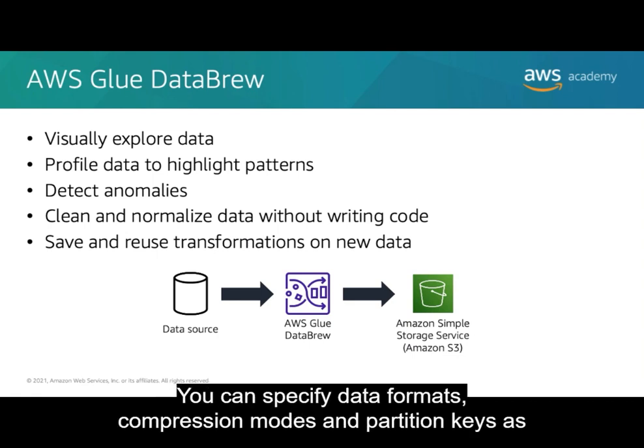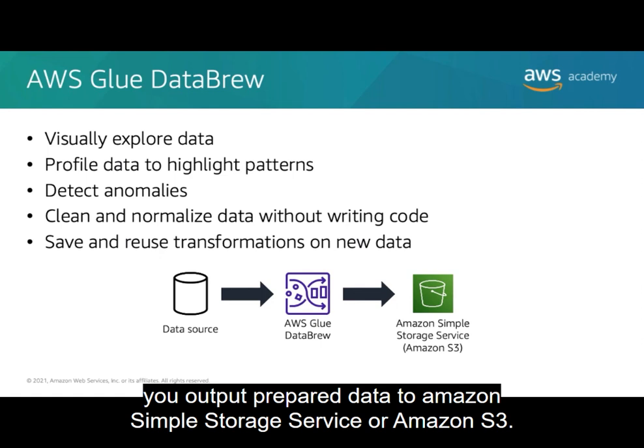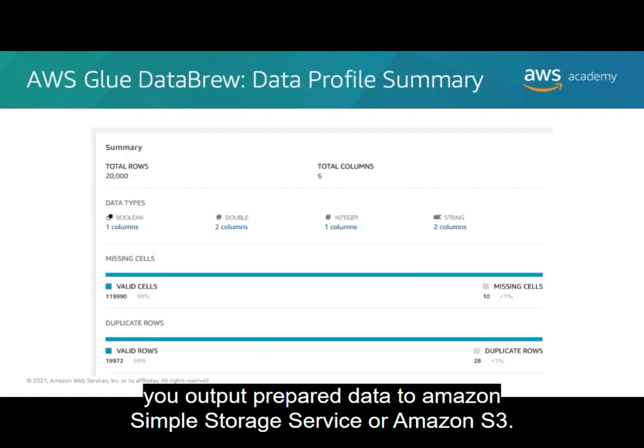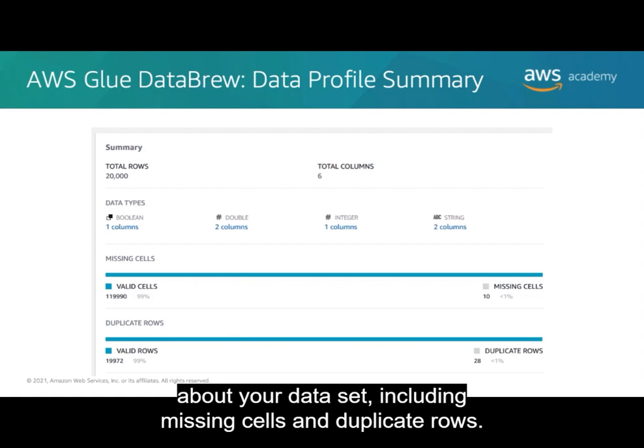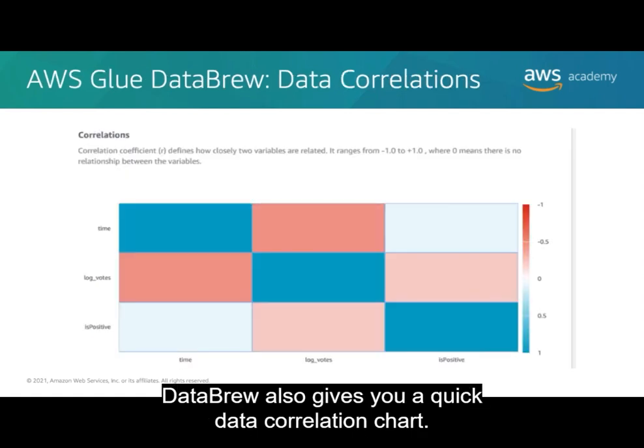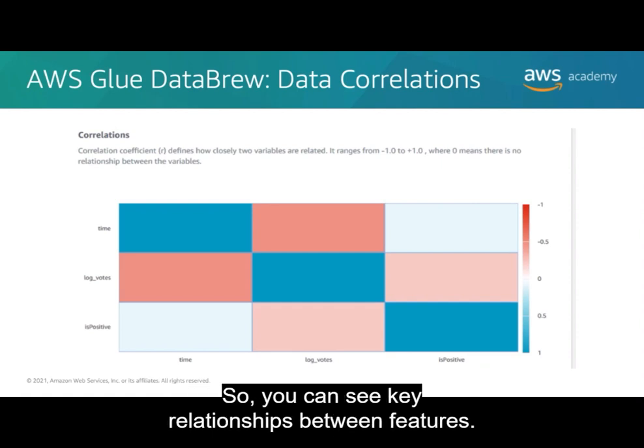You can specify data formats, compression modes, and partition keys as you output prepared data to Amazon Simple Storage Service, or Amazon S3. When you import data into AWS Glue DataBrew, you can view key information about your dataset, including missing cells and duplicate rows. DataBrew also gives you a quick data correlation chart so you can see key relationships between features.